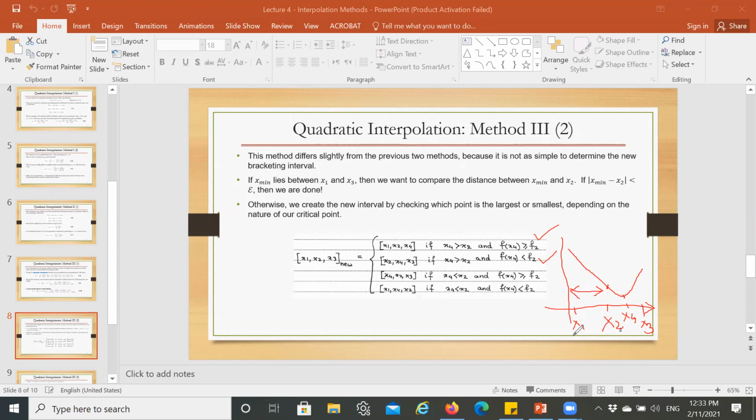Yep. Good. How do we erase? I want to erase this and this.